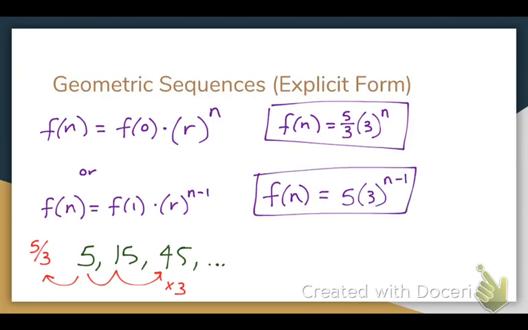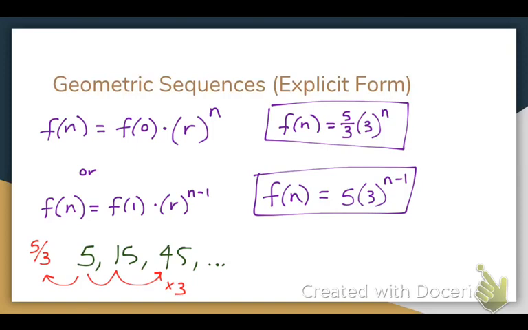So again, those are your two options for how you can write a geometric sequence in explicit form. Go back to the initial term, multiply times r to the power of n, or stay at the first term and multiply times r to the power of n minus 1. Those are your two options.